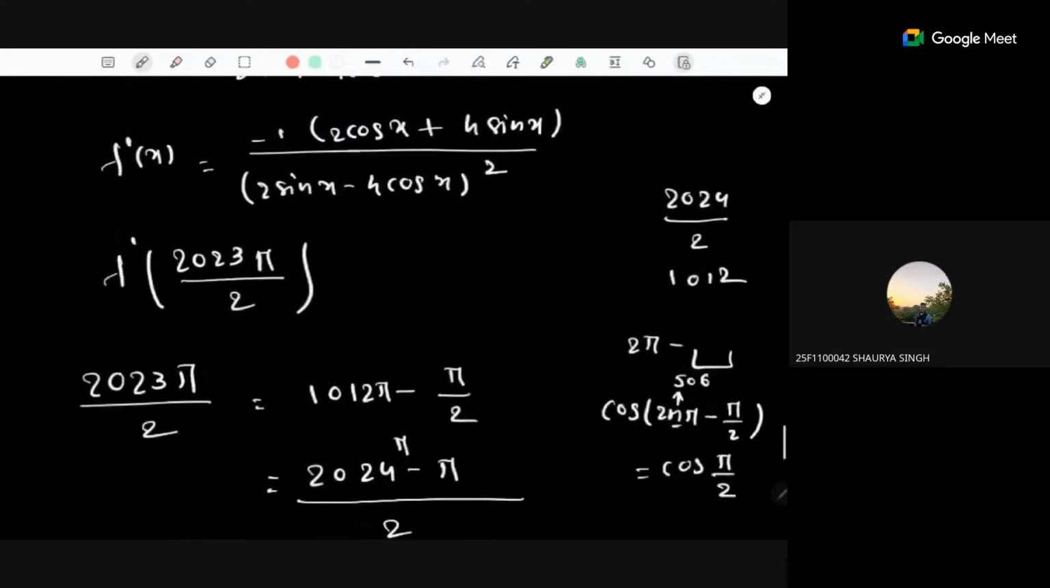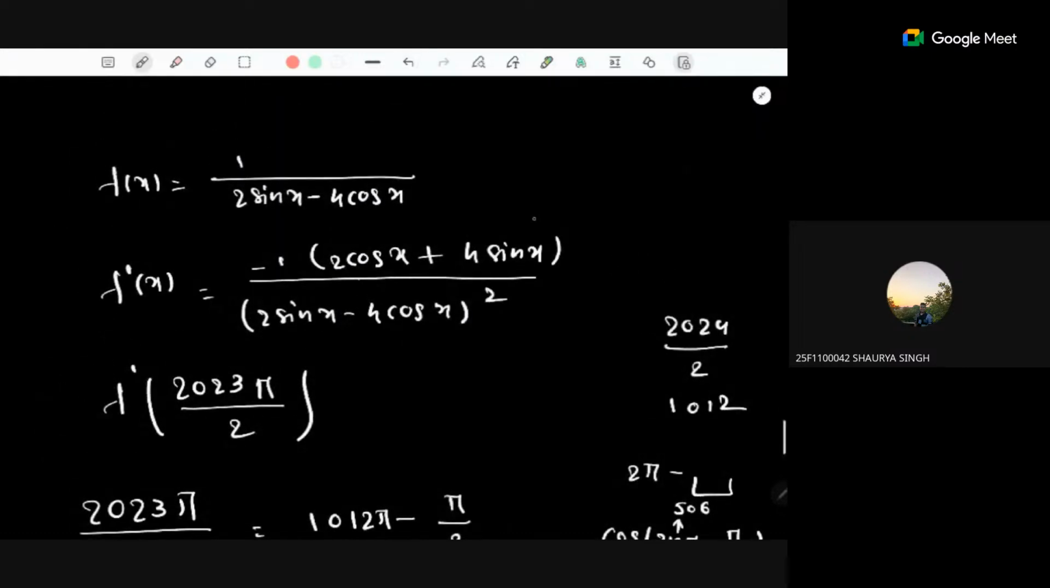Now we can substitute the values over here. So this will become minus 1, cos is 0 and sine is 1, so minus 1 into 4 upon, the sine is 1, so 2 minus 0, which is 2, and the square is also there. So I think the answer should be minus 1, but we can check. Is that okay?